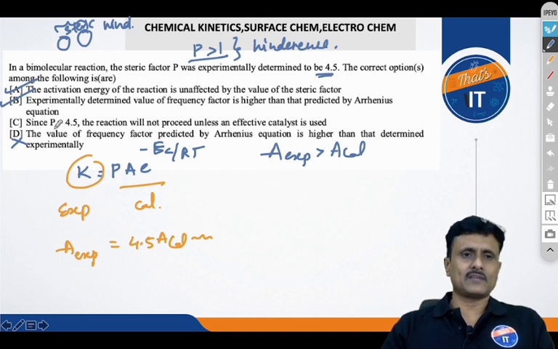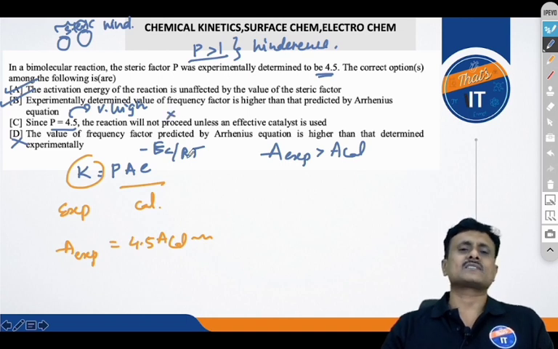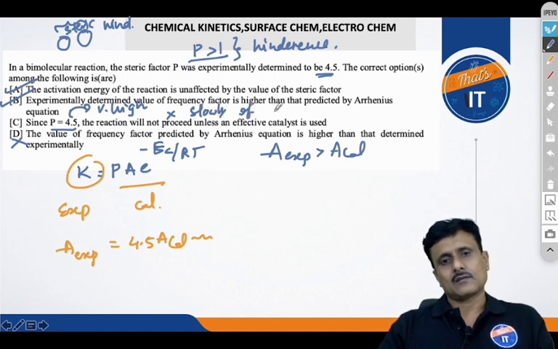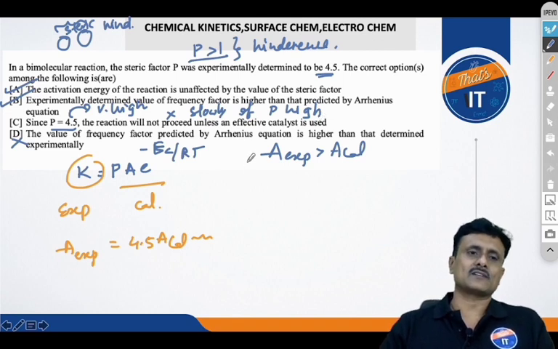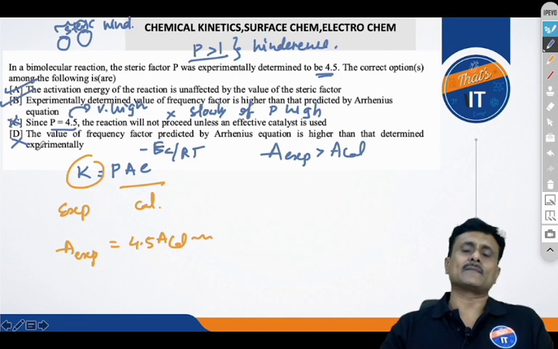However, when P is equal to 4.5, the reaction will not proceed unless effective catalyst is used, is wrong. I know that P value is very high. However, will not proceed is a wrong statement to consider, because it will proceed slowly if the P value is high, but will not proceed is not correct. So right answer for this question are A and B.